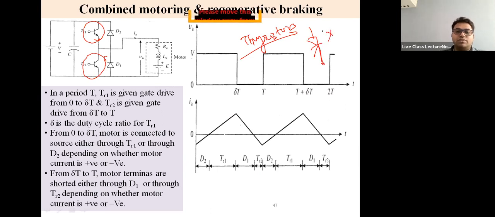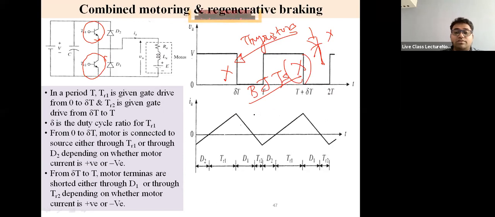You have to use specially designed commutation circuits that will actually add on to the weight of the whole thing, right? So thyristors are never used nowadays. Earlier it was used when IGBTs were not so popular. BJTs are also not used, right? GTOs are not used at all, right?